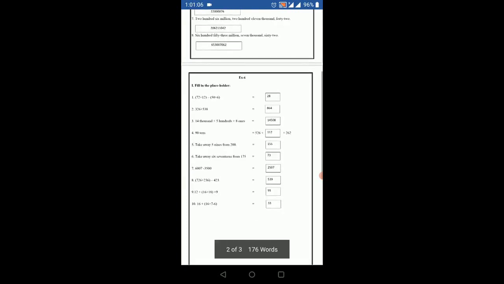Number 7, 6007 minus 3500 is equal to 2507. Number 8, 726 plus 236. So 726 plus 236 is equal to 962. So 962 minus 423 is equal to 529.